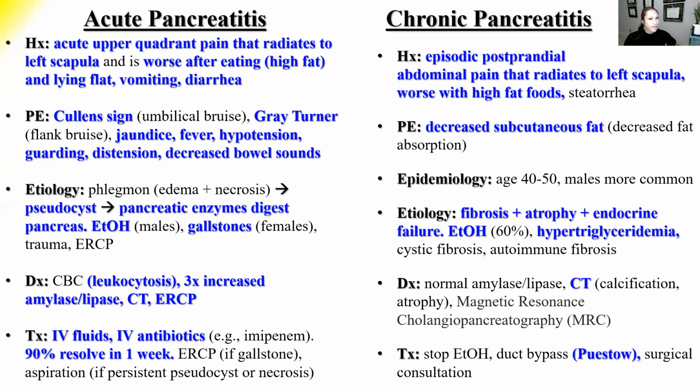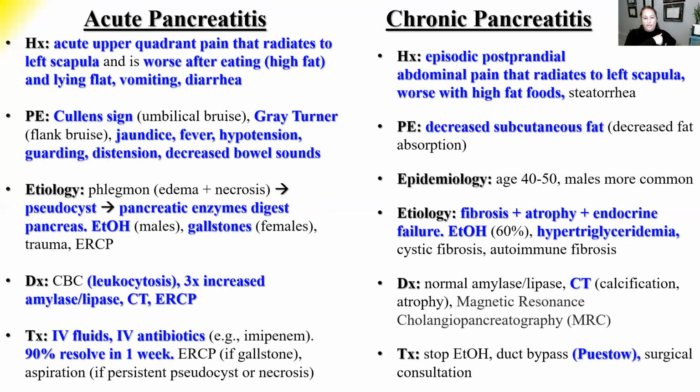Treatment, fluids and antibiotics. So IV fluids, IV antibiotics. 90% of cases of acute pancreatitis will resolve in 1 week. If it's a gallstone that's causing this, you have to use ERCP to remove that. Aspiration can be done if it's persistent. So a pseudocyst or necrosis in that area, you have to aspirate out those contents in order for this to resolve.